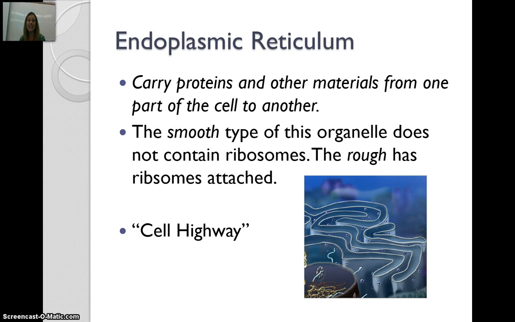Okay, next up we have the Endoplasmic Reticulum, sometimes called the ER. This is the highway of the cell. Think about what the highway is used for. It's used for materials to travel along it, to be transported. So the endoplasmic reticulum is used for carrying proteins and other materials from one part of the cell to another. There is smooth ER and there is rough ER, and the difference is whether or not it has ribosomes attached to it. The smooth endoplasmic reticulum does not have any ribosomes attached. It's smooth. The rough endoplasmic reticulum does. So the little ribosomes literally make it bumpy. That's why it's called the rough endoplasmic reticulum.